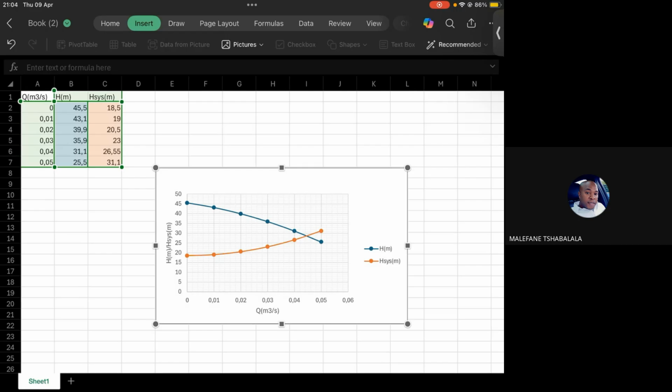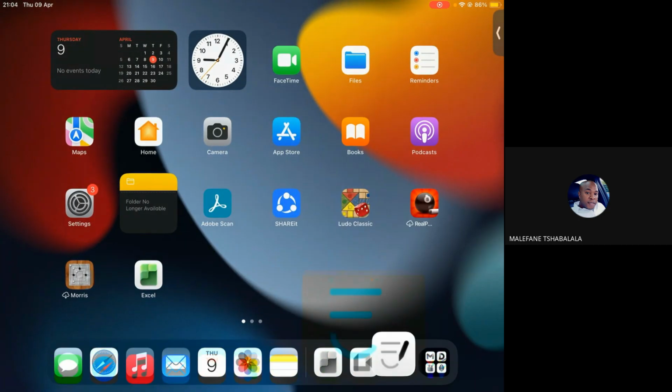So now I want to dive into the affinity laws. I'm not sure if you have done this already. Affinity laws.